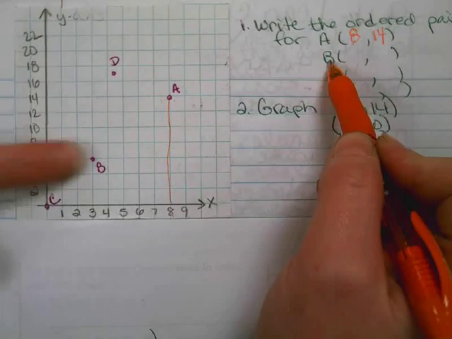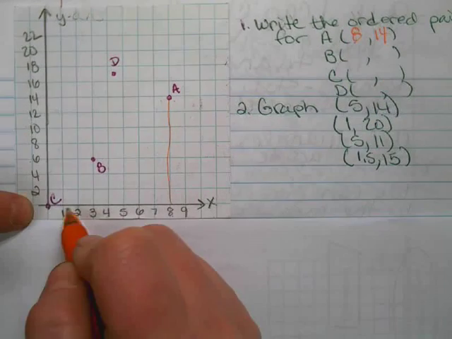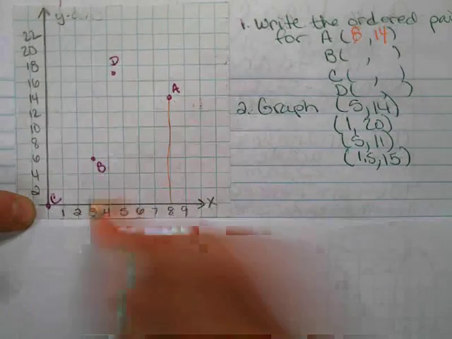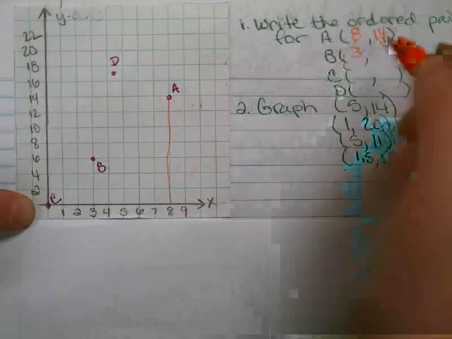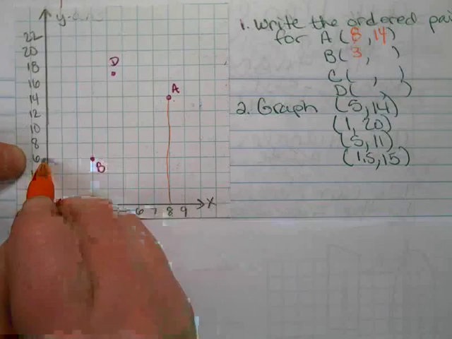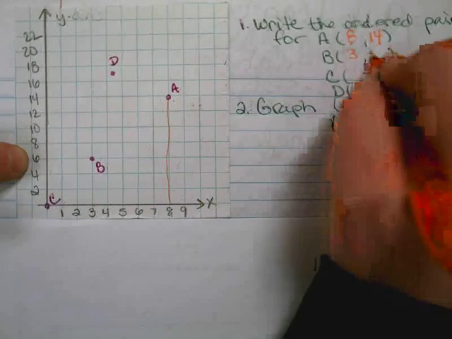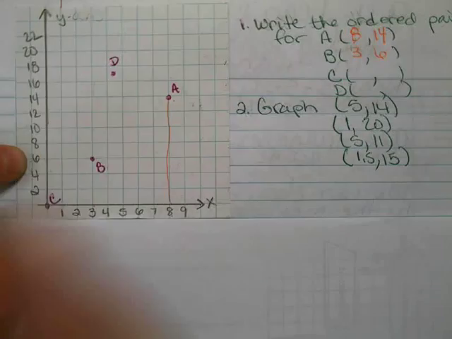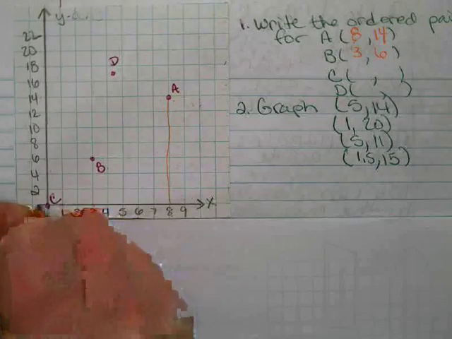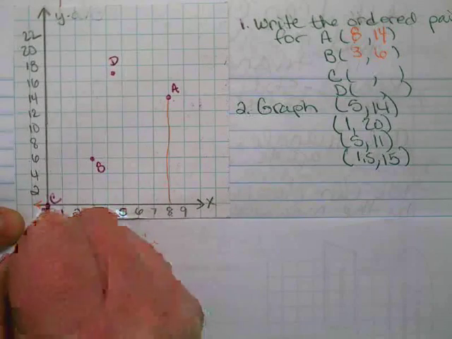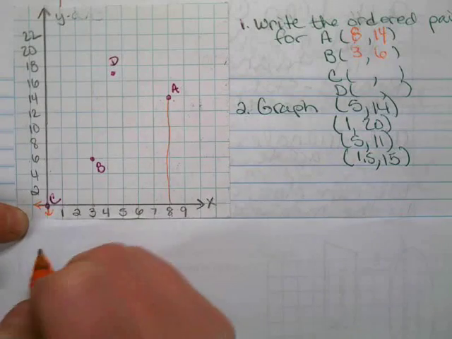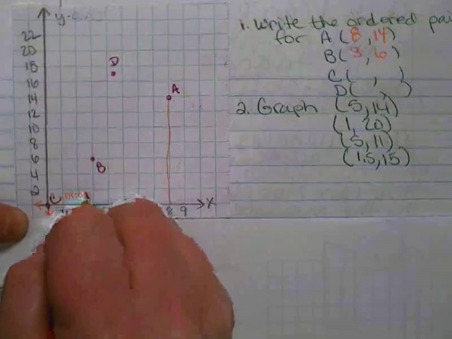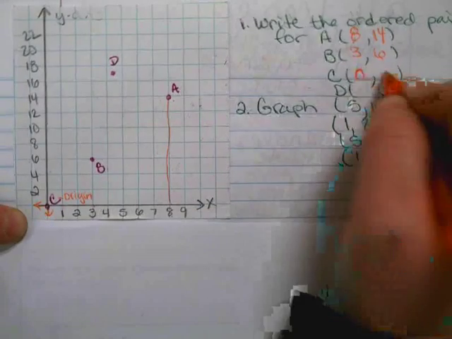So next I have point B. And B, if I move over 1, 2, 3, B intersects the x-axis at 3. And it intersects the y-axis at 6. So I write coordinate B 3, 6. Then I come over here at C. C is magical. It's right here where the x and the y-axis intersect, which is called our origin, which is 0, 0.